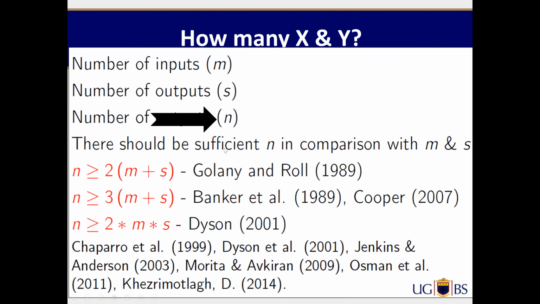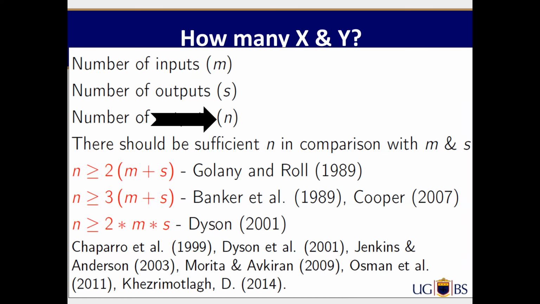Now, there should be enough firms. That's what you should know. There should be enough firms relative to the input and output variables. In the literature, many people have made suggestions. Golani and Roll say that the number of firms, N, should be at least 2 multiplied by the sum of the input and output variables. That's what they are saying.